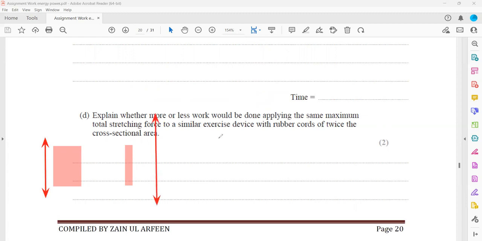So as a result, when we calculate work done, which is force into distance, we are applying the same maximum stretching force. But when the rubber cords are thick, the stretching will be less. So if we apply the same force but stretching is less, as a result, less work will be done, as the work done depends on the force which we applied and the distance moved.